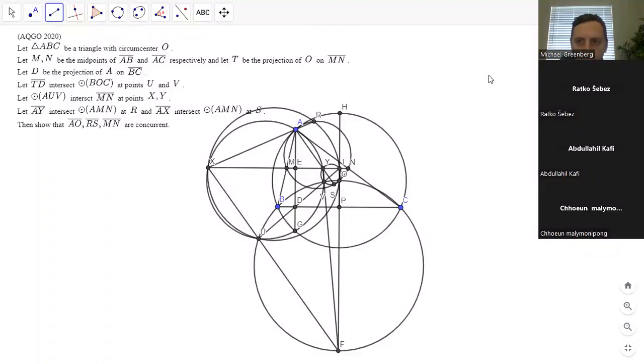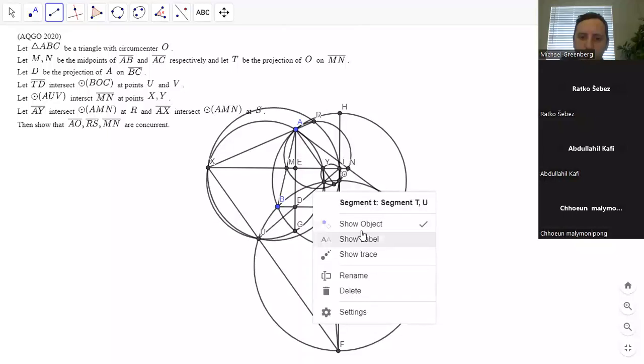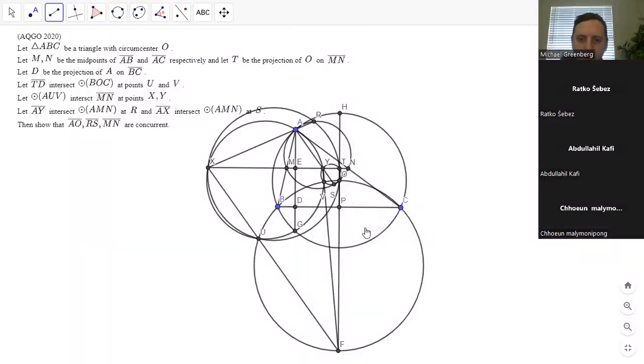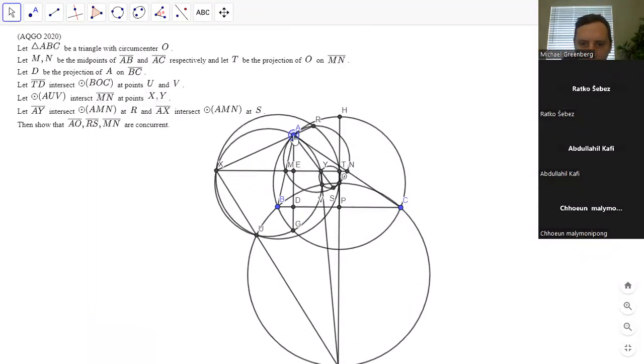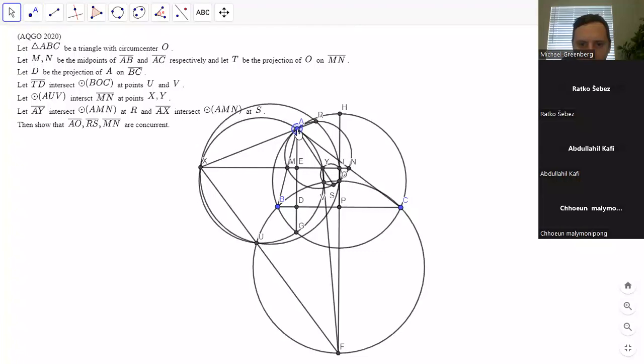Maybe we could define V to be the intersections of these circles. Yeah, maybe we could let U prime and V prime, instead of saying TD, what if we let U prime and V prime be the intersections of those circles with BOC? I kind of like that better. And then we want to show that those are collinear. That seems easier, right? Yeah, to me it seems easier.